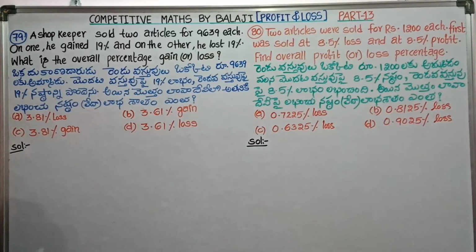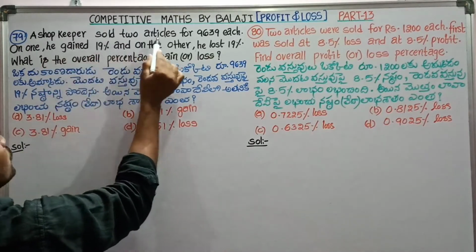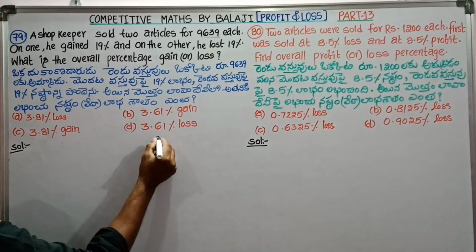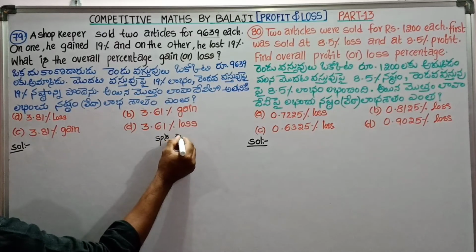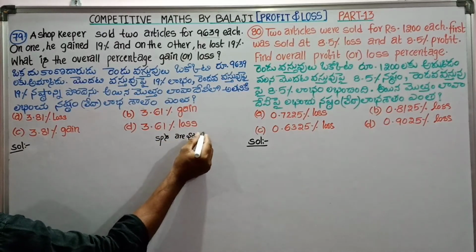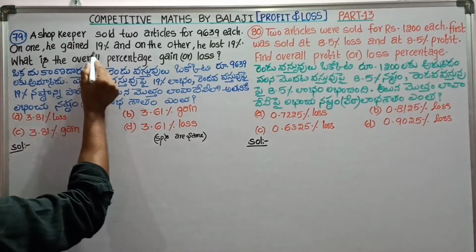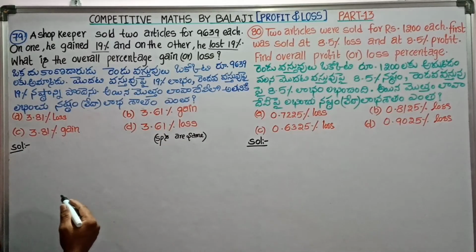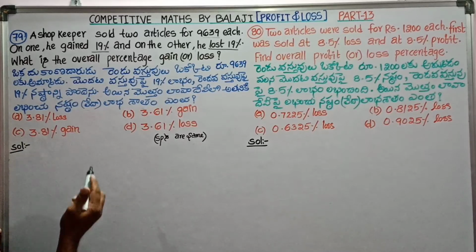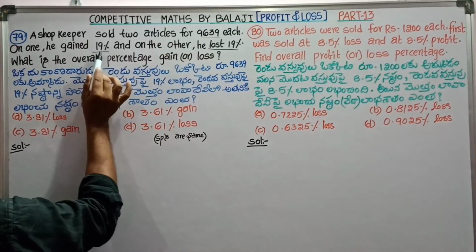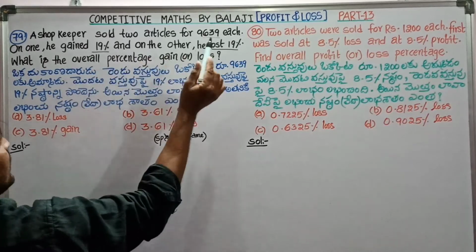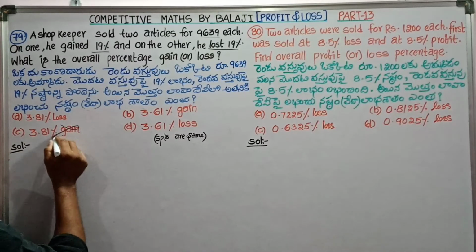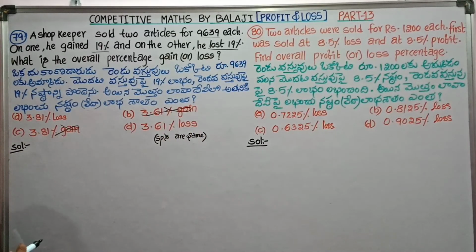79th. A shopkeeper sold 2 articles for 9639 each. That means SPs of the 2 articles are the same. On one, he gained 19% and on the other, he lost 19%. What is the overall percentage gain or loss? SPs are the same and the profit percentage on the first article is numerically equal to the loss percentage on the second article.